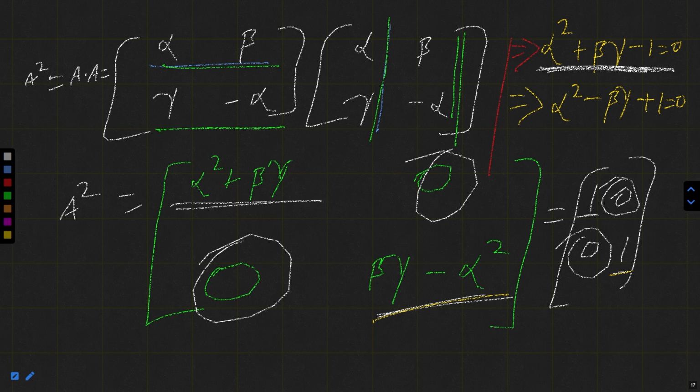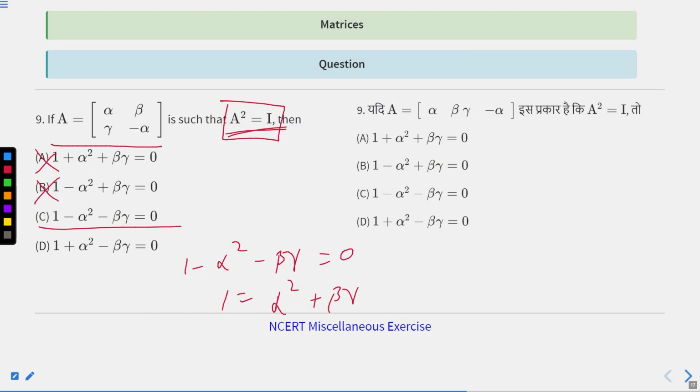Now, I think I have done one thing wrong. After multiplying, you will have beta gamma plus alpha square, not the thing I wrote. Sorry for that. So your actual answer will be alpha square plus beta gamma is equal to 1. So alpha square plus beta gamma must be equal to 1. So option C will be your answer.